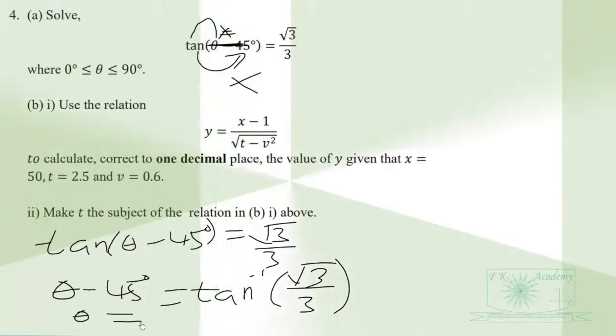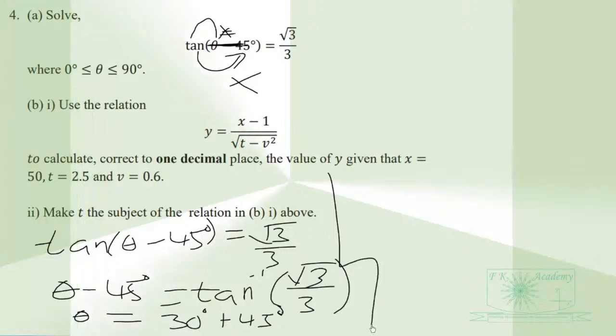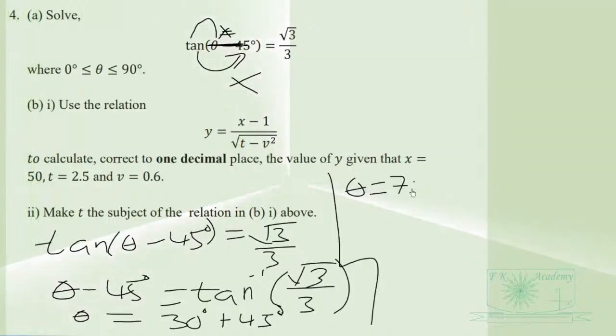So theta minus 45 will be equal to 30 degrees. Then you group like terms to get 30 degrees plus 45 degrees. So I didn't write that one, but you can write it before getting here. So you can see that theta will be equal to 75 degrees.